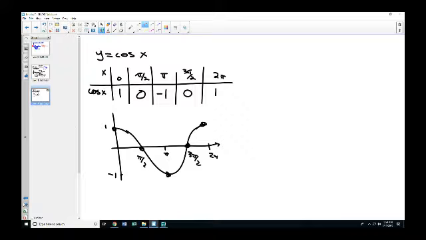Again, cosine is just a shift of sine. So if I did this and covered this one up, what does that look like? The sine graph, right? You just shifted it left 90 degrees, or pi over 2 units. If you combine the tables again, we'll see that leftward shift.